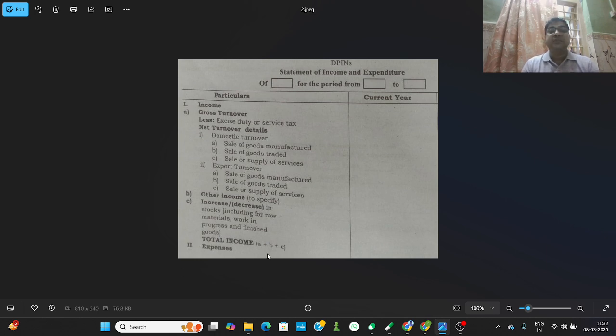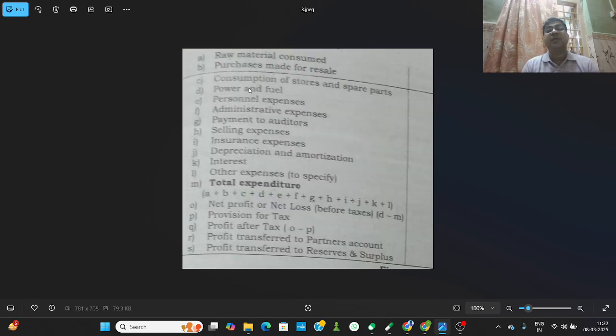Now number two part, expenses. Under expenses, there are so many expenses. See the list: raw material consumed, purchases made for resale, consumable stores and spare parts, power and fuel, personnel expenses, administrative expenses, payment to auditor, selling expenses, insurance expenses, depreciation and amortization, interest and other expenses. If such items are there in our problem, we have to mention them and prepare this revenue statement, that is, the income and expenditure statement. This total we put as total expenditure.